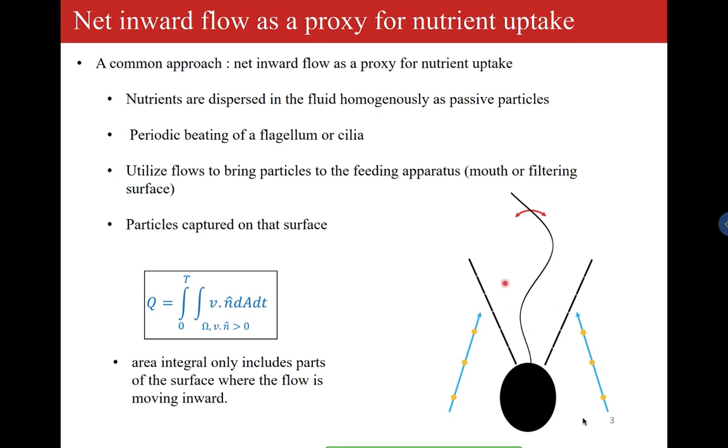For example, in the case of S. rosetta, as the organism swims downward, it has these flows that bring the particles to this filtering surface shown here. So if we can compute the net inward flow using this equation, we have a measure for the nutrient uptake for the organism. And the important part with the equation is that the area integral only includes parts of the surface where the flow is moving inward, actually.